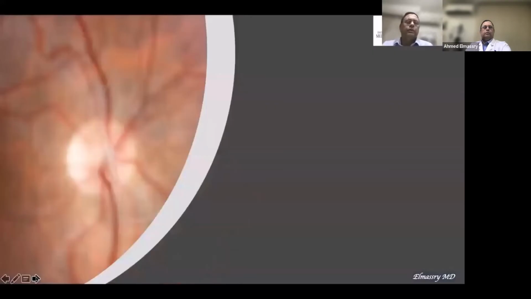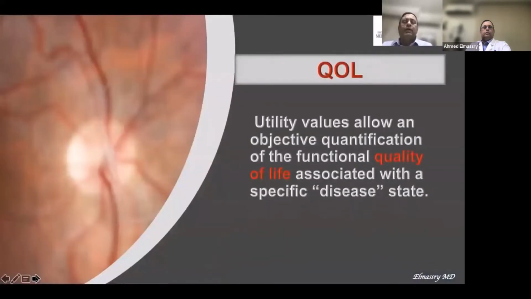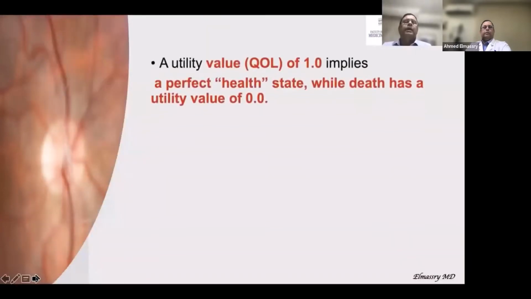issue of floaters. The quality of life utility values allow an objective quantification of the functional quality of life associated with the specific disease state. So when we say that the utility value or the quality of life is 1, it implies a perfect health state, while death has a utility value of 0.